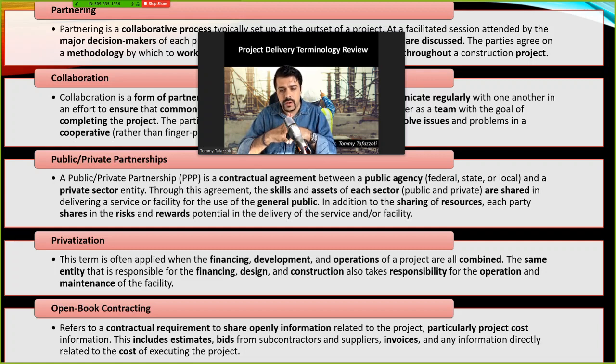So open book contracting is where all the contractual requirements are shared openly. So nothing should be hidden from the project players. Specifically, it provides a very transparent sharing of cost information between different project players. So everyone will have access to the invoices, the estimates, the bids, all of that information is available for everyone on the project.